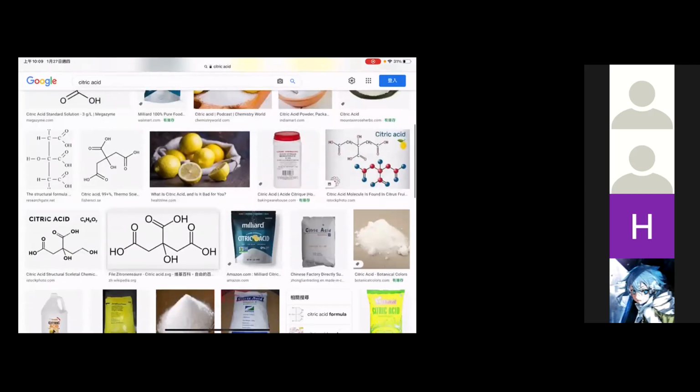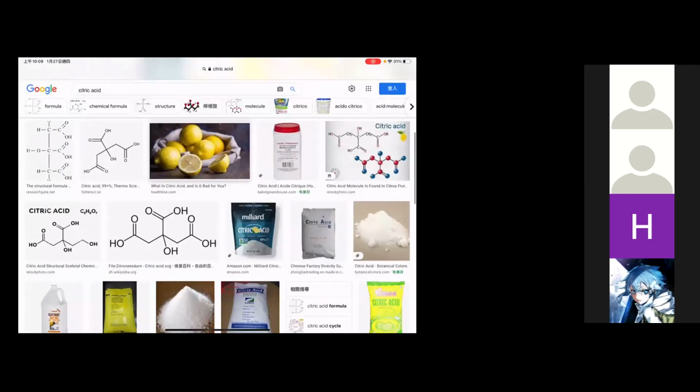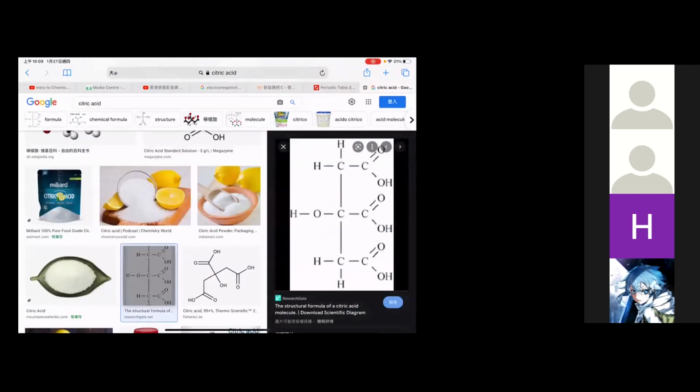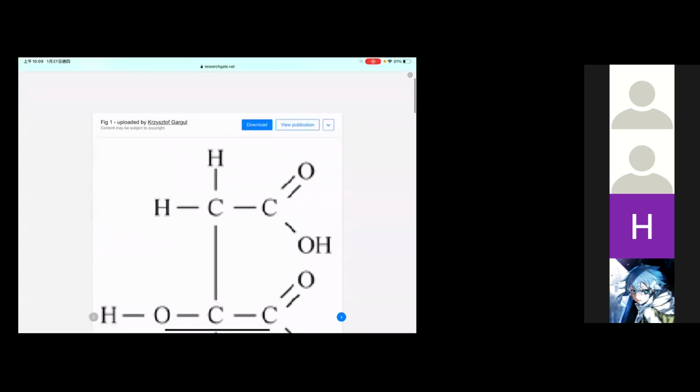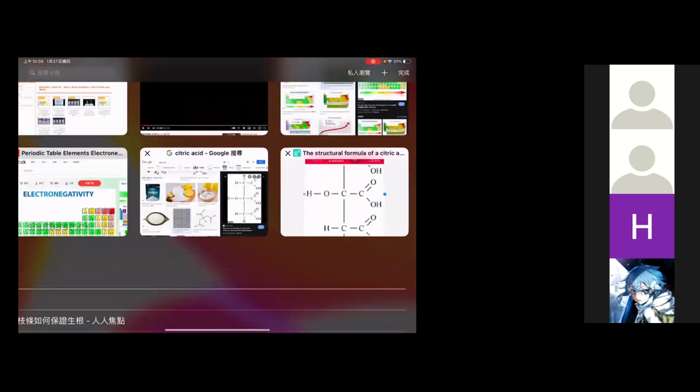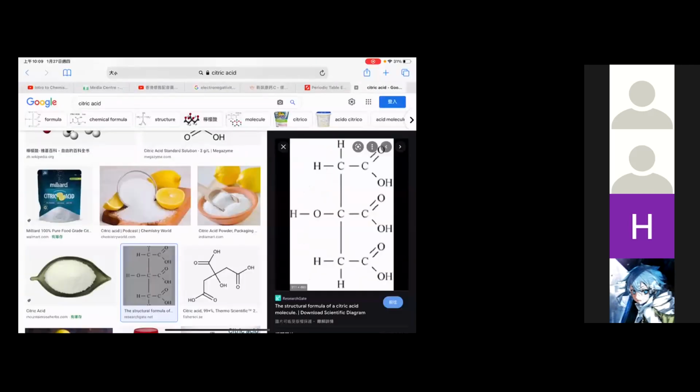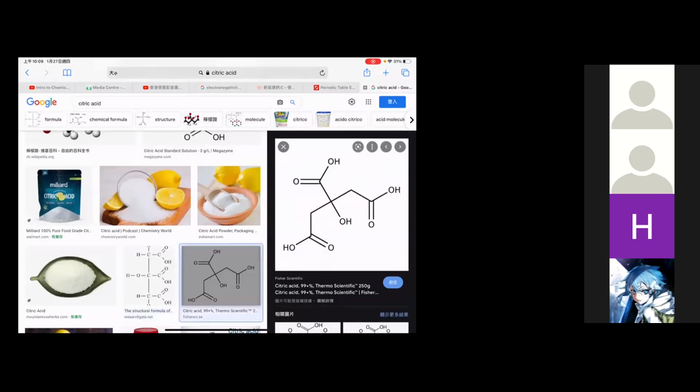How about this? If I change the formula to this, can you find it? It is the citric acid, right? On the left-hand side, can you see that? All those are just turning points. So for simplicity's sake, they will draw this.